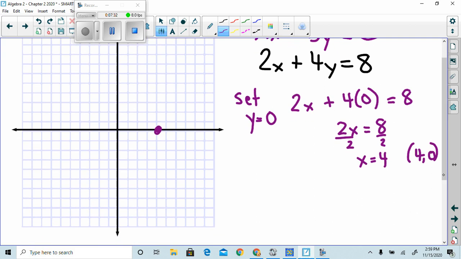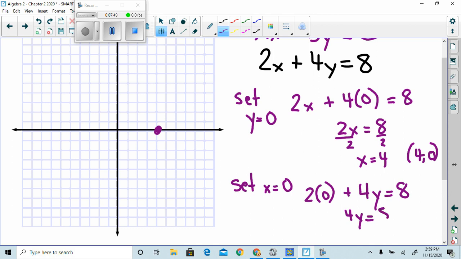Now let's find the y-intercept, and this time we'll set x equal to 0. So that gives me 2 times 0, which again cancels out, plus 4y equals 8. 4y is equal to 8. Divide by 4. You get y is equal to 2. I'll go 0, 1, 2. There's my second point, and we connect the dots. Okay, so quick graph. It doesn't take much to do this. I believe I have at least one more example.